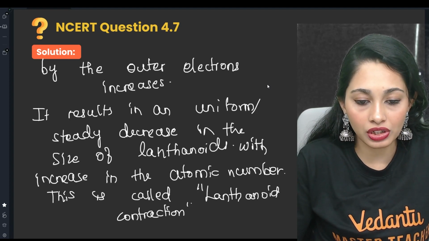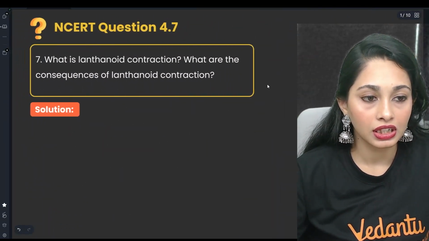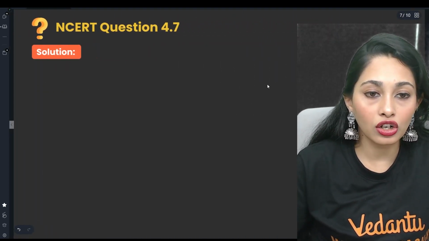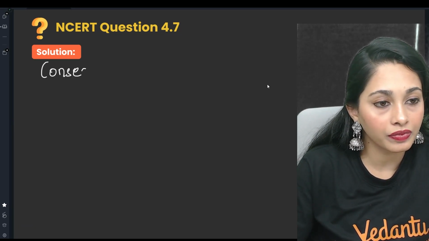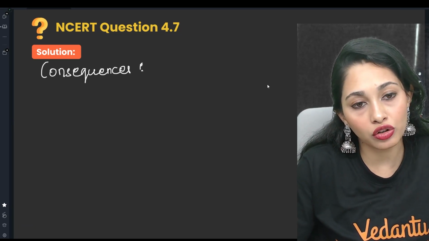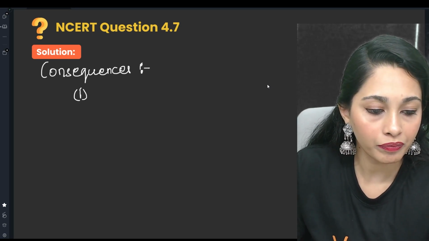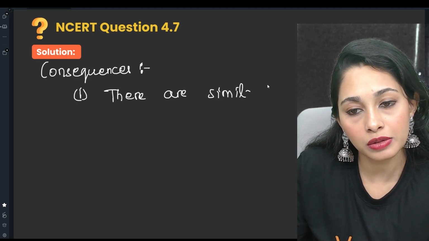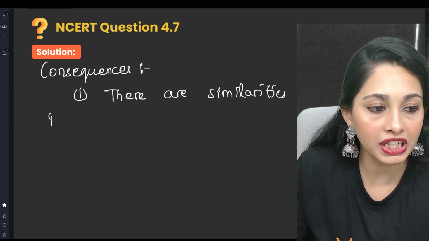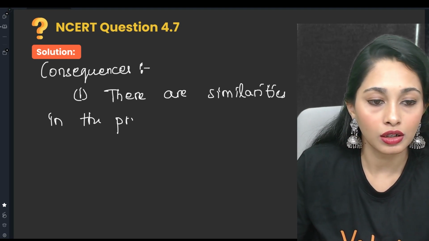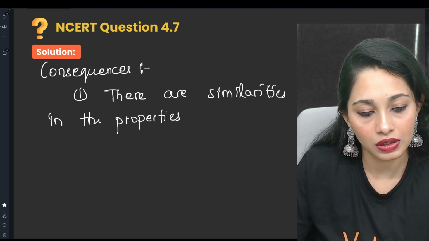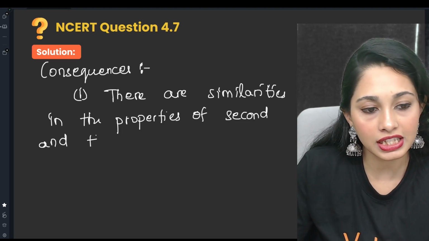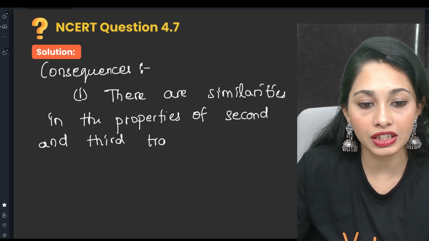And the second part of the question asks us to write the consequences of the lanthanoid contraction. So what are the consequences? The first one is, there are similarities in the properties of the second and third transition series.